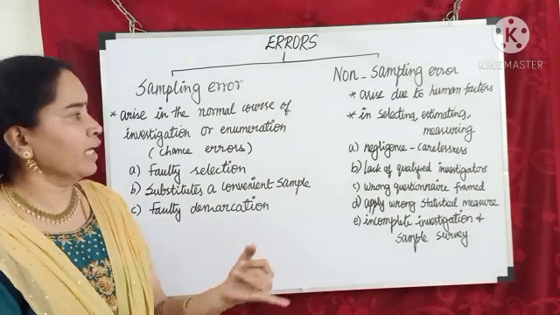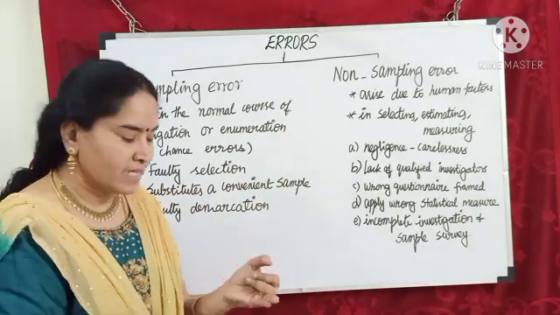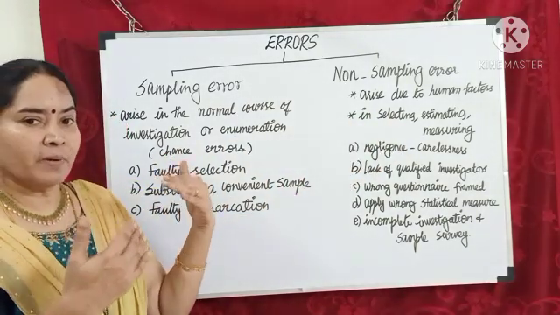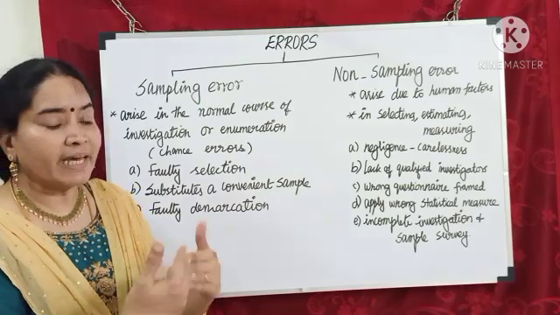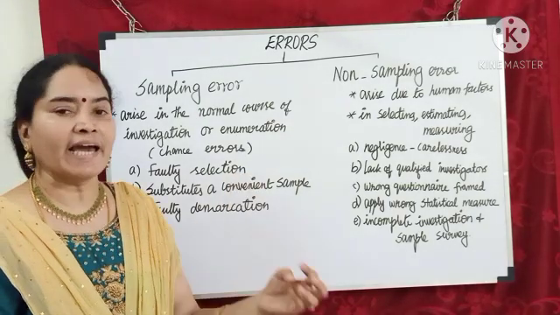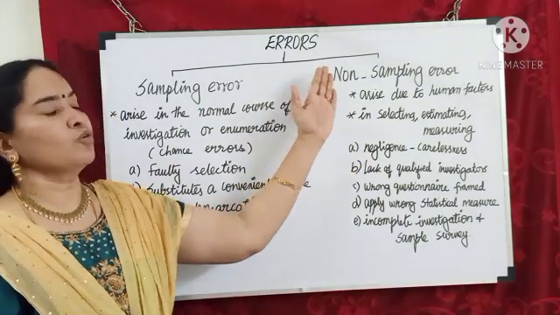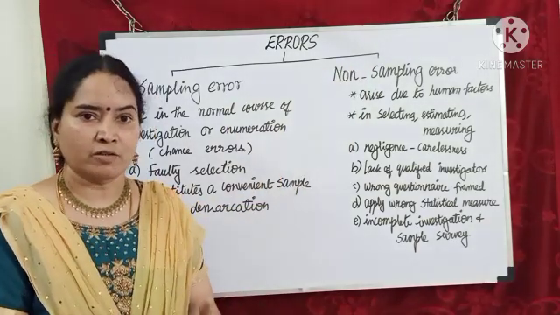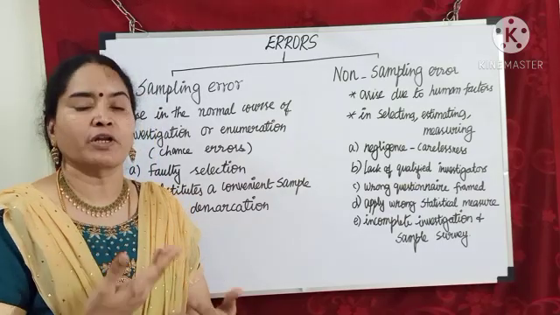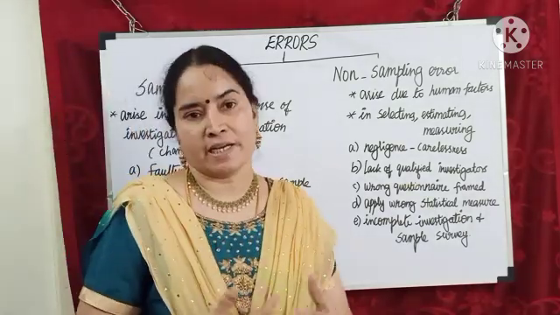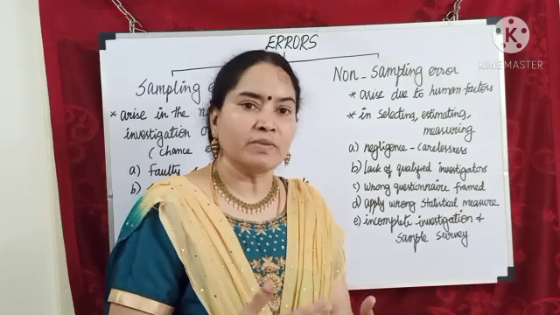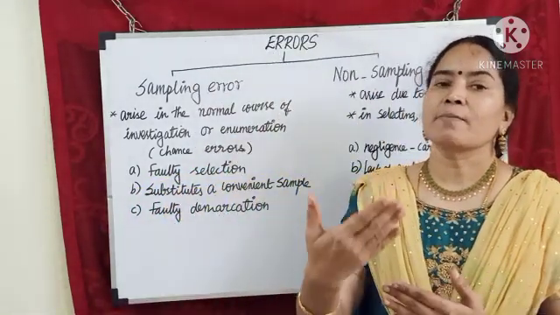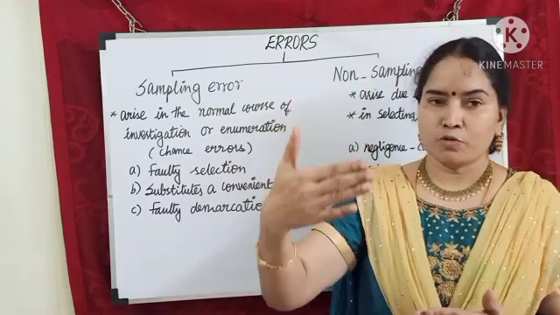We may make mistakes while selecting, while estimating, or while measuring. The person who is doing the work neglects it, or his carelessness may lead to non-sampling errors. Not only the one who is investigating, but also the one who is responding. For example, we prepare a questionnaire. We want to know something about a brand, say a toothpaste. So when people are given a questionnaire, it will have some 20 questions.